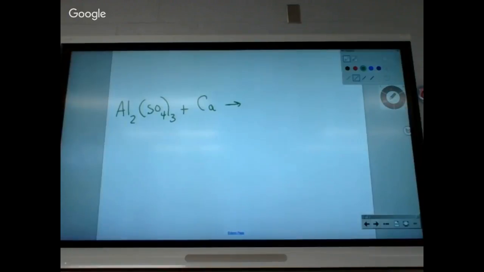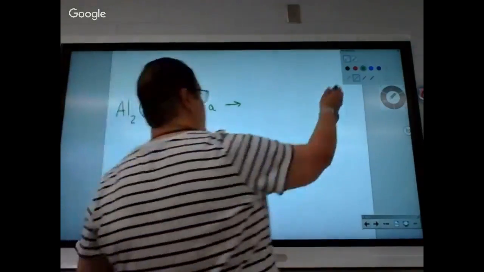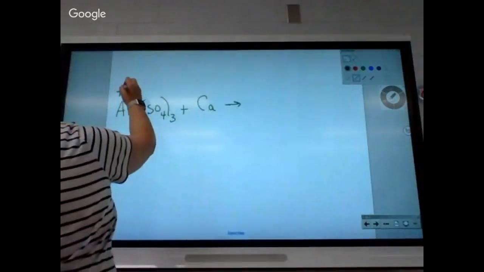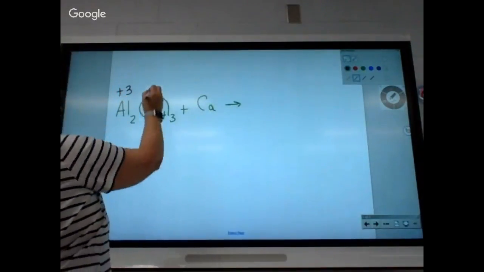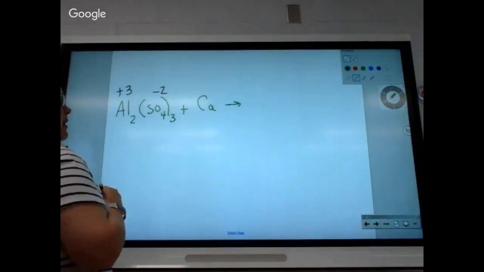All right? So what's different about this one? It's got a polyatomic ion. It's got that SO4 in parentheses, right? Again, you're treating it as a whole unit. It doesn't work different. It works just like the Ca. It travels together as a pack. Okay? You keep it together. So what's Al's oxidation number? Okay, so +3. SO4 is -2. And calcium is?